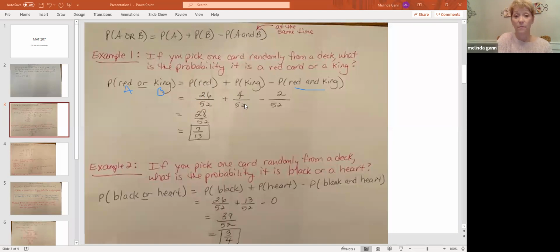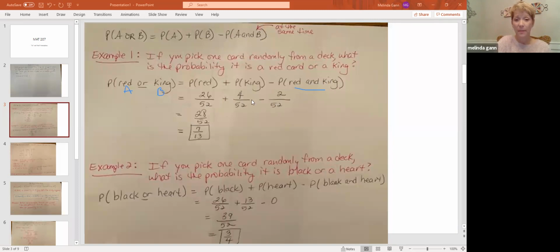Plus, starting over, the total is the bottom, 52. Of those, how many are kings? Remember, there's a king of hearts, a king of clubs, a king of spades, and a king of diamonds. So there are 4 kings. Minus. Now, of the 52 cards, are any red and king both at the same time? Well, the king of hearts is a red and a king, and the king of diamonds is a red and a king. So those are the 2 cards that are red and king.